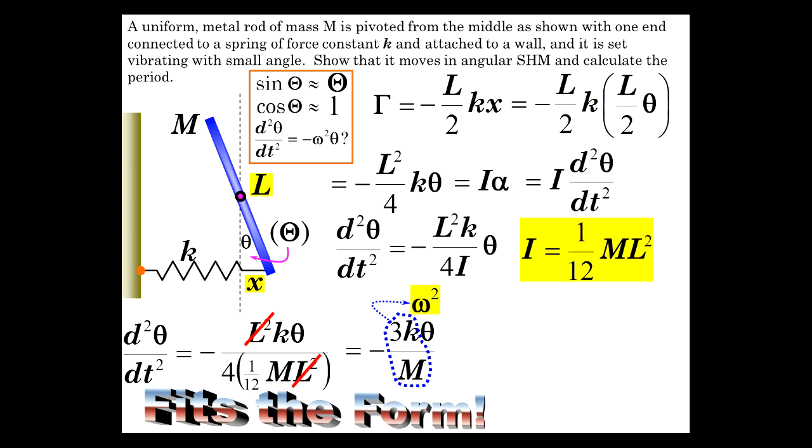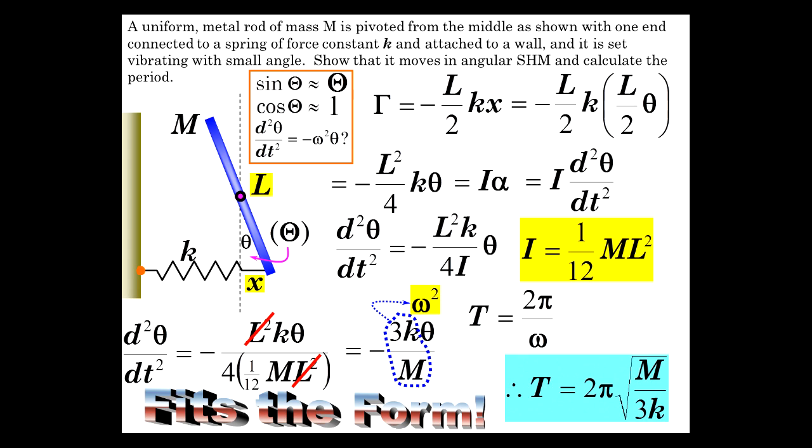Well, 3k over m is our omega squared. This is a constant, so it's proportional to theta. So it does fit the form that we desire, this constant being omega squared. So recognizing that the period is 2 pi over omega, generally, we can write what the period is. 2 pi over omega. Omega is square root of this constant. And then we're going to flip it around. So 2 pi square root of m over 3k.